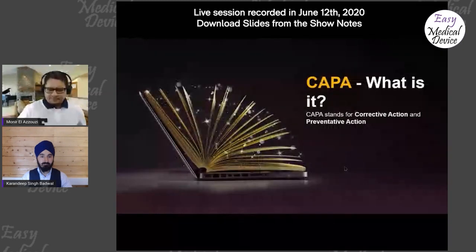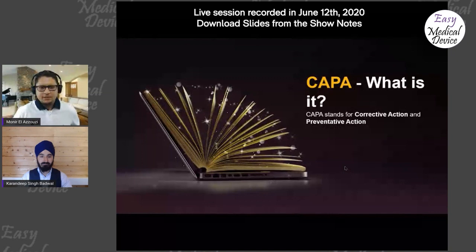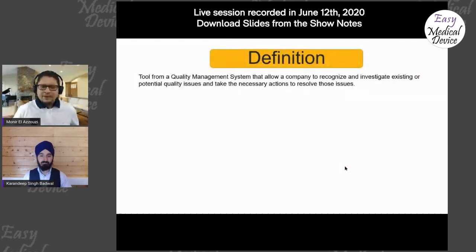What is a CAPA? This is something that is maybe misunderstood by some people. I know that if I'm talking to logistics people, they will say a CAPA is a capacity. So how much capacity do I have for this or that? My CAPA is 30% or this or that. So no, it's not that. A CAPA is a tool used specifically within a quality management system to allow a company to recognize or investigate potential issues and to resolve those issues. So this is, let's say, a problem-solving tool. How can I solve a problem? Here is something that you have to open within your quality management system, which is a CAPA.